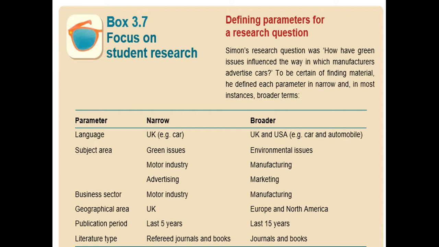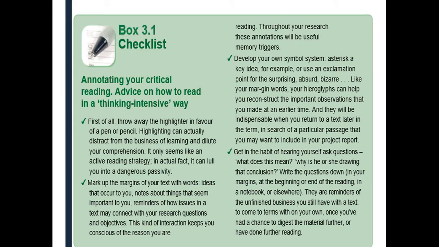Refereed journals are the good articles, good journals, which are available in good databases like Emerald or Thomson Reuters or Springer, Scopus. And you can see that in narrow, he is just focusing on the last 5 years, whereas in broader, he is also looking for past studies more than 15 years ago. And this checklist you can read yourself.